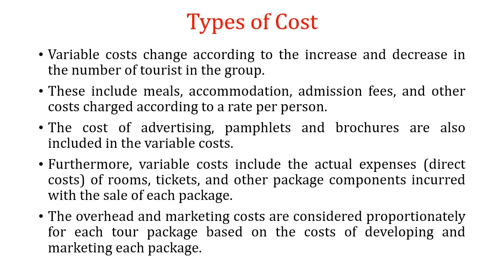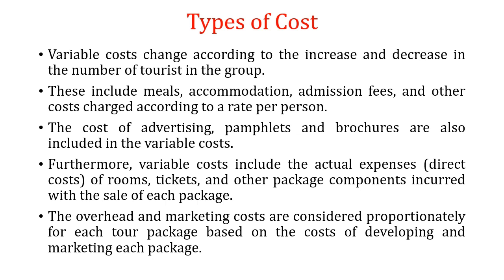The variable cost changes according to the situation, that means the increase and decrease of the number of tourists in a group. These include meals, accommodation, admission fees, and other charges according to the rate per person. The cost of advertisement, pamphlets, and brochures is also included in the variable cost. Furthermore, the variable cost includes actual expenses, the direct cost of rooms, tickets, and other package components incurred with the sale of the tour package.